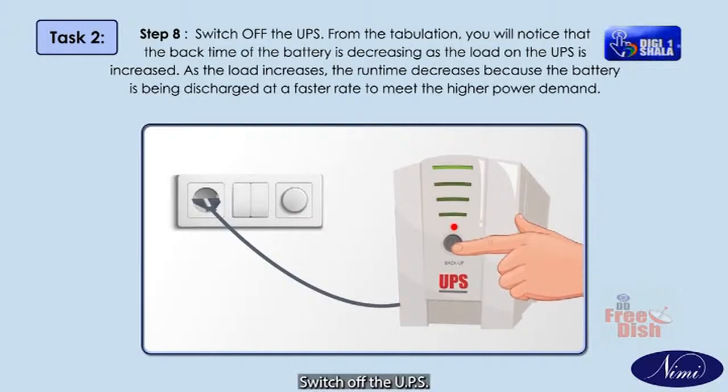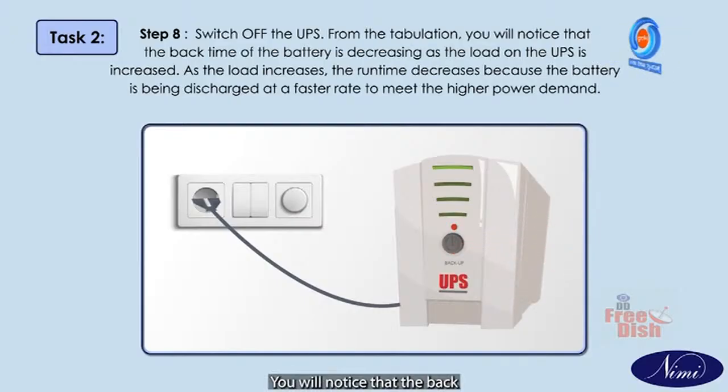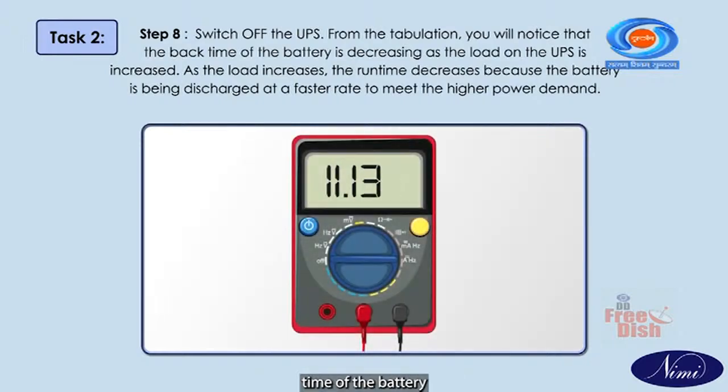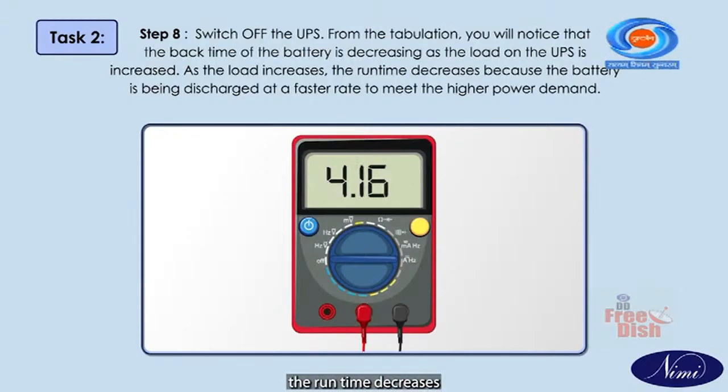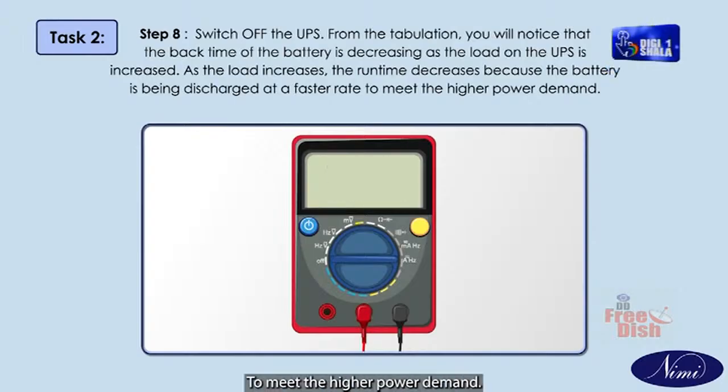Step 8. Switch off the UPS. From the tabulation, you will notice that the back up time of the battery is decreasing as the load on the UPS is increased. As the load increases, the runtime decreases because the battery is being discharged at a faster rate to meet the higher power demand.